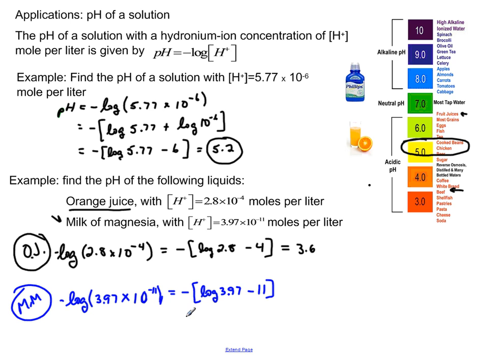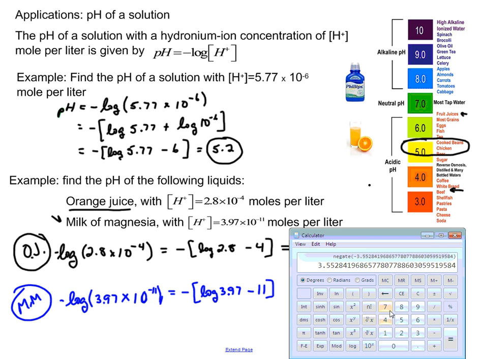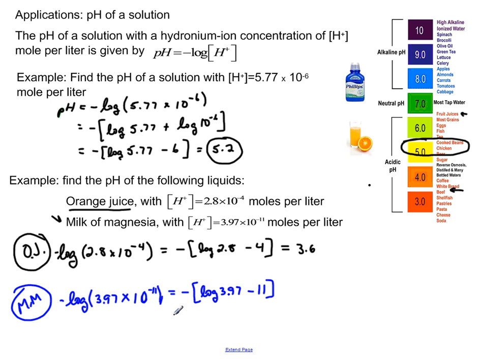Okay, so what do we come up with? Well, let's break out the old calculator one more time. 3.97. Take the logarithm of that. Subtract 11 from that number. We've got negative 10.4, and we're going to take the negative of that. So our answer right here is 10.4. That definitely places us in the alkaline region of our pH scale, somewhere way up here, right? 10.4. And so that's a pretty high alkaline solution.